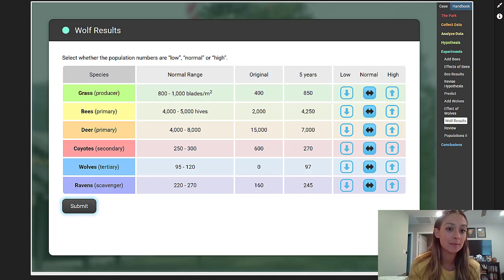That means the bees are happy, they're getting their pollen. That means that the deer are getting the plants that they need to eat. So everything actually benefited by reintroducing those wolves into Atlas National Park.